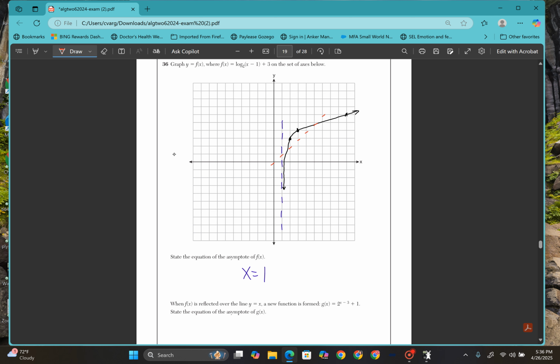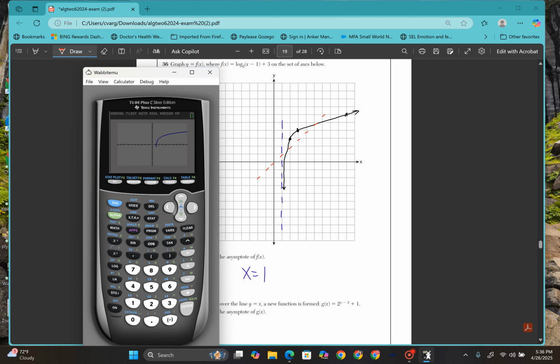See what I'm doing? Okay. So if I take the black line and I flip it over the line y equals x, it's going to look something like, if I were to graph this right here, let's see. Like I have the function 2 to the x minus 3. And then I'm going to go to the right and I'm going to put plus 1.